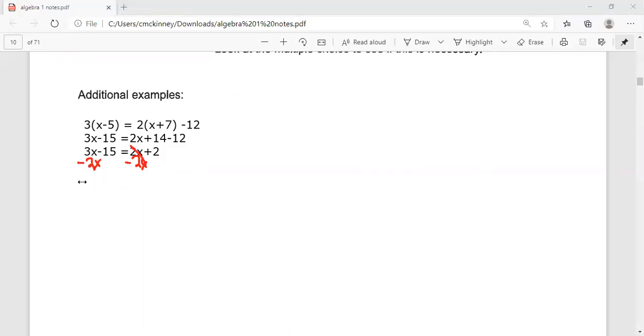And then what we're left with here is x minus 15 is equal to 2. And then from there, of course, we would now be adding 15 to both sides to get rid of that minus 15. It won't let me change colors in the middle, so x would equal 17.